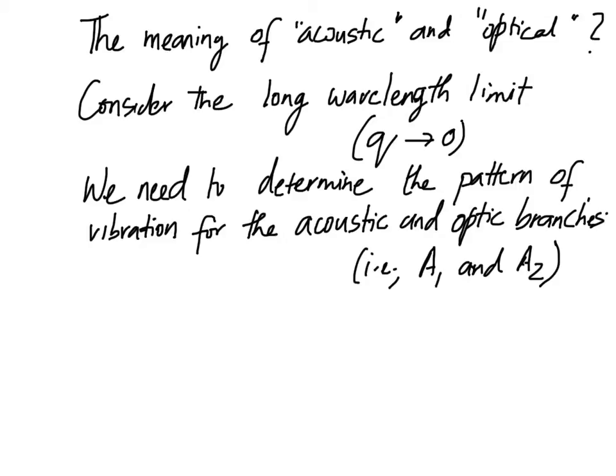So what we will do is, remember we defined equation A earlier on. So we are going to go back to that equation A. We are going to set q equals 0 because we want to visualize the long wavelength limit. We are going to set q to 0 in that equation A, and then we are going to set omega to the appropriate values for the optical and the acoustic branches. So we'll do the acoustic branch first.